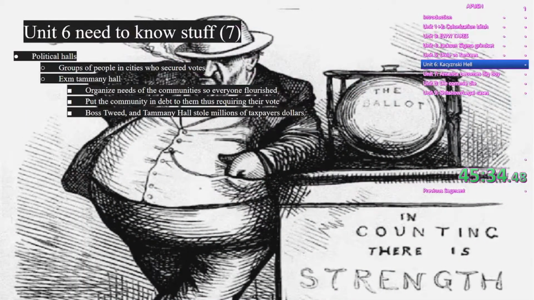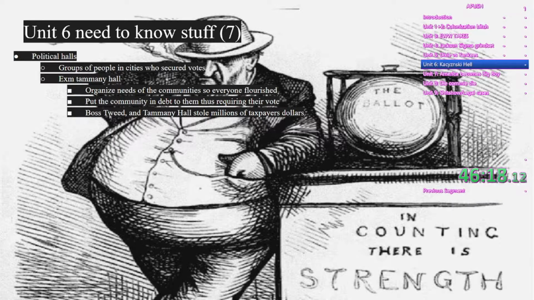So, the last thing you pretty much need to know for Unit 6 is political machines, which were groups of people who did a bunch of stuff to secure votes. An example would be Tammany Hall, where they organized to meet the needs of communities so everyone would flourish. This would basically put the communities in debt to them, and thus the communities would give their votes.